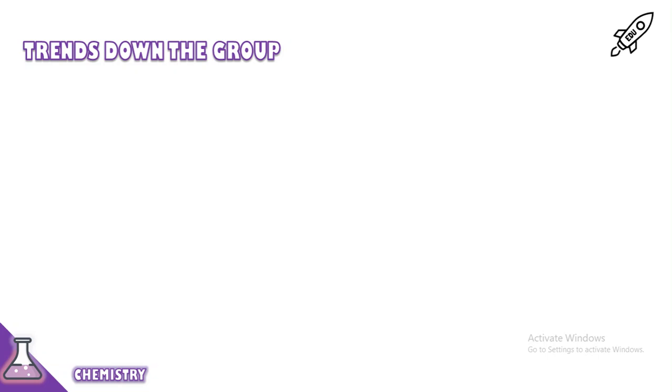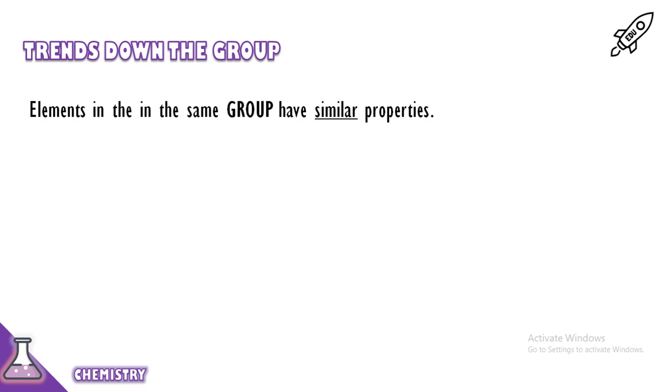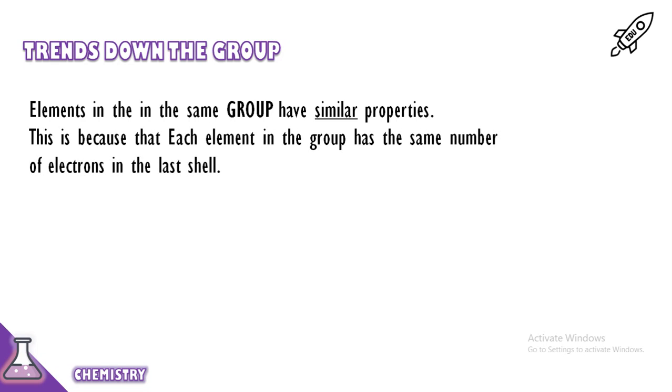Okay, so right now let's talk about trends down the group. Elements in the same group have similar chemical properties. This is due to the fact that each element in the group has the same number of electrons in the last shell, which we call valency electrons. So they have the same number of valency electrons. The group 1 elements have 1 valency electron, while the group 2 elements have 2, and so on.